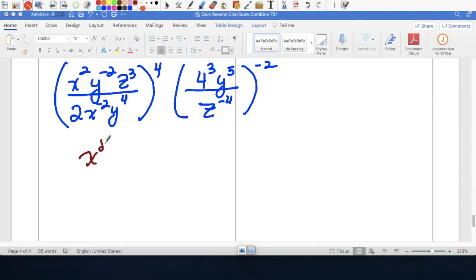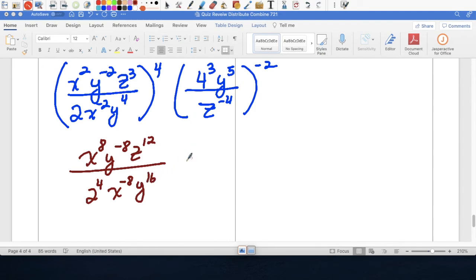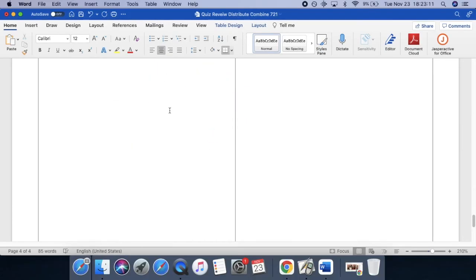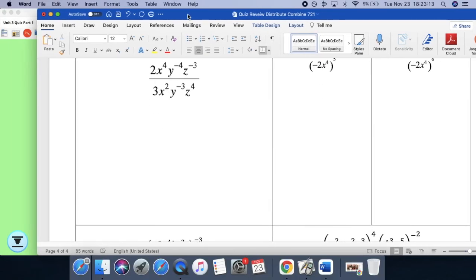So I'm going to get x to the 8, y to the negative 8 and z to the 12. At the bottom, I'm going to get 2 to the 4th power, x to the negative 8th power, and y to the 16th. And then over here, I'm going to get, this all being multiplied, right? 4.